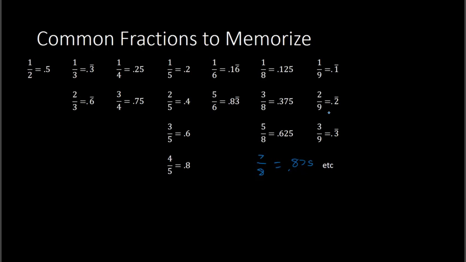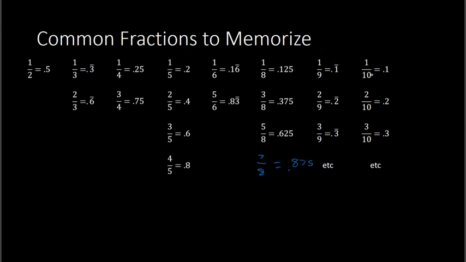And then lastly, we have tenths. So 1/10 is 0.1, 2/10 is 0.2, 3/10 is 0.3, etc. So whatever your numerator is, it's going to be point and then that number. So for example, 8/10 would equal 0.8. All right, so these are just important fractions to know off the top of your head.